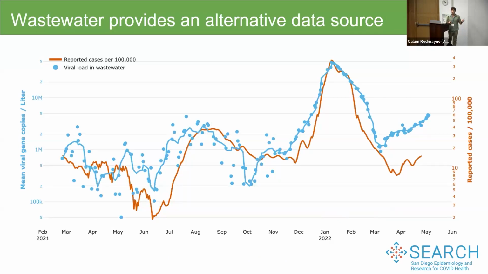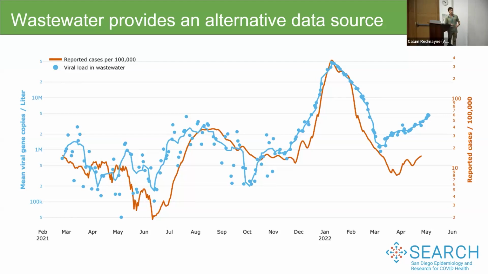But as an alternative or as a supplement to this, we also have wastewater, and wastewater is a pretty powerful tool for public health. It really closely provides another analog for case burden in a particular area. So you can see this is from San Diego, where I work, and you can see that the case and the wastewater viral load trajectories are highly correlated, tending to see a little bit of a leading signal in wastewater.